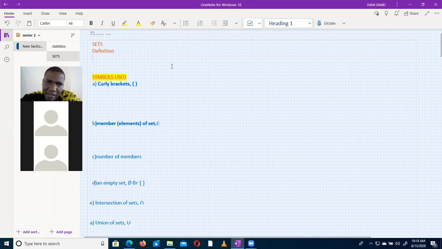So a set is a group of elements or things of the same kind that can be used together. Yeah, it can be used together.